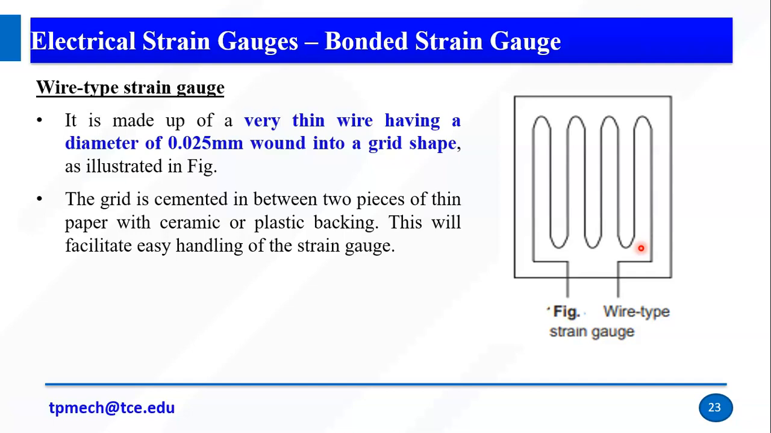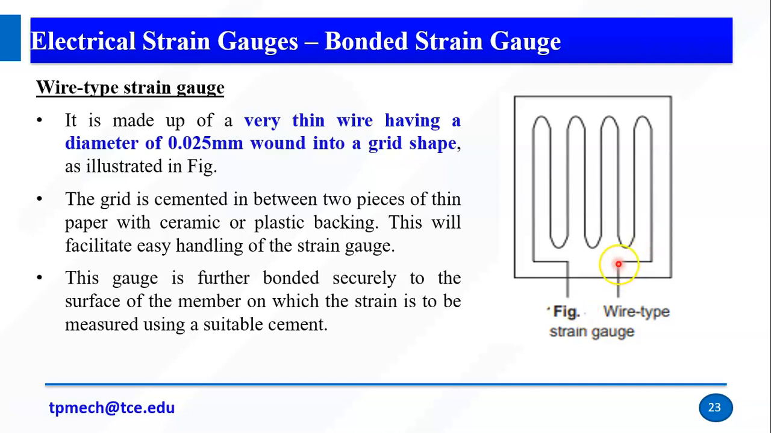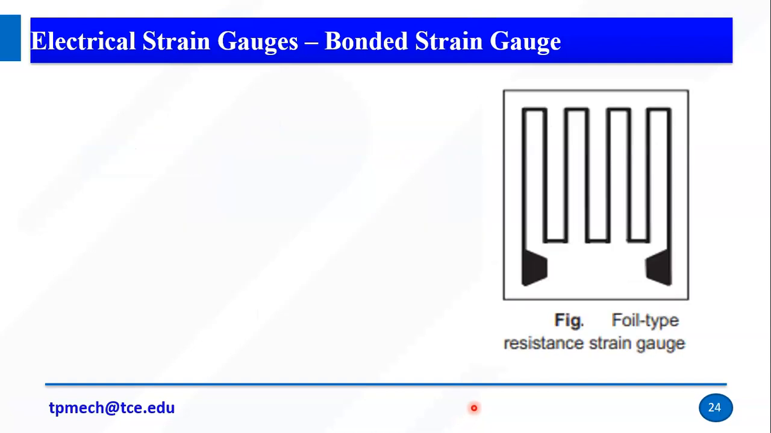So we use ceramic or plastic backing. So it will be useful for easy handling of strain gauges. So this causes further bonded security to the surface of the member on which the strain is to be measured using a suitable cement. Again, this is another bond. I have placed an element between two sides and bonded the wire on both sides. Now, the object that I am going to measure, there again I am going to bond, right? This is what the wire type is.